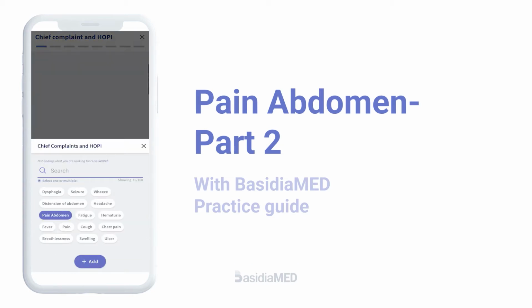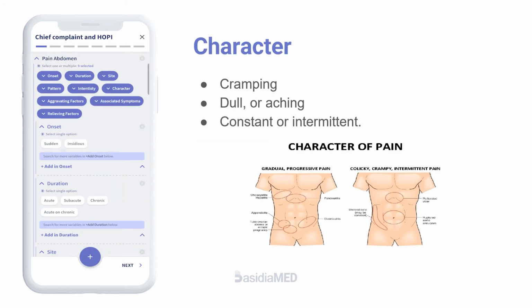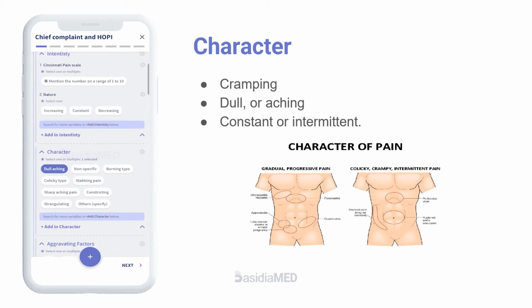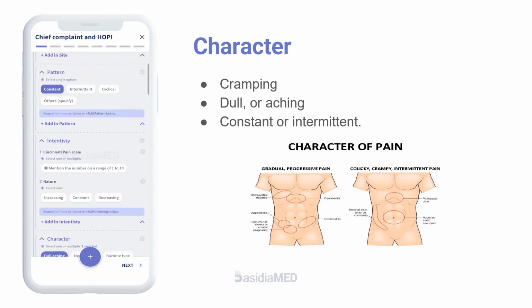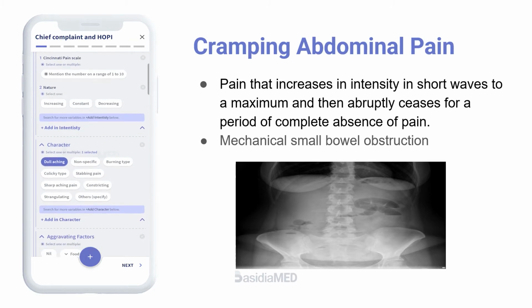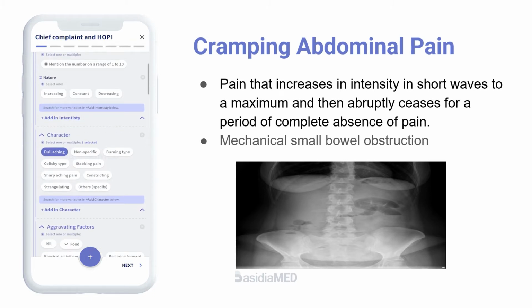Abdominal pain. Abdominal pain can be characterized as cramping, dull or aching, and is either constant or intermittent. Cramping abdominal pain is characterized by pain that increases in intensity in short waves to a maximum, and then abruptly ceases for a period of complete absence of pain.